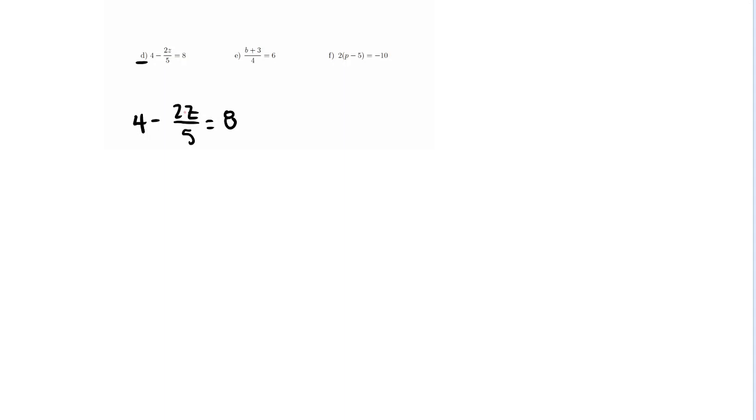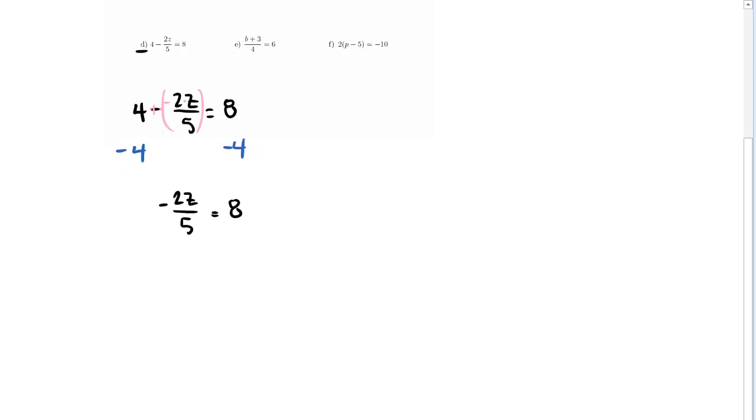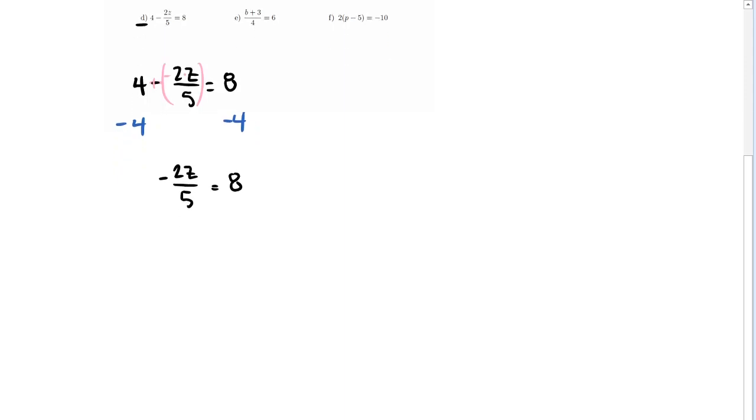Okay, so let's go ahead and subtract away 4 from both sides of this equation. And when we do that, we get negative 2z over 5 is equal to 8. Okay, so this was subtraction before, but again, you can think of subtraction as adding the opposite, so you can think of this as a plus negative 2z over 5. Right, so we've got negative 2z over 5 is equal to 8 once that 4 is gone.